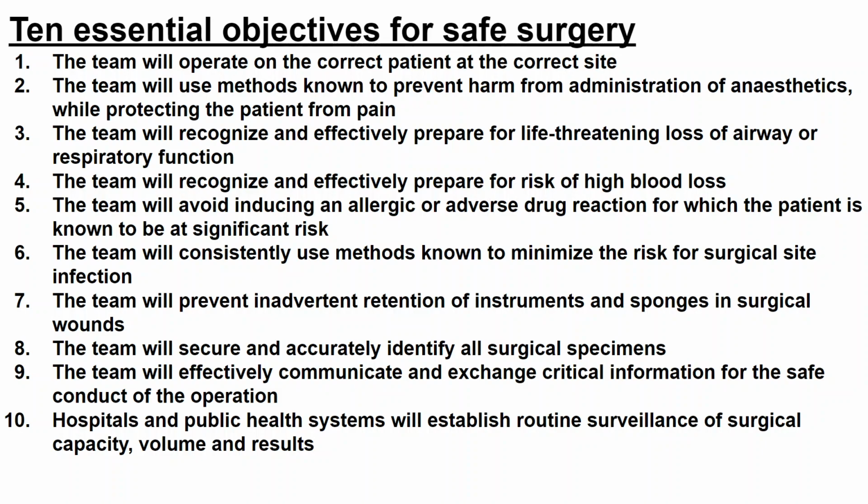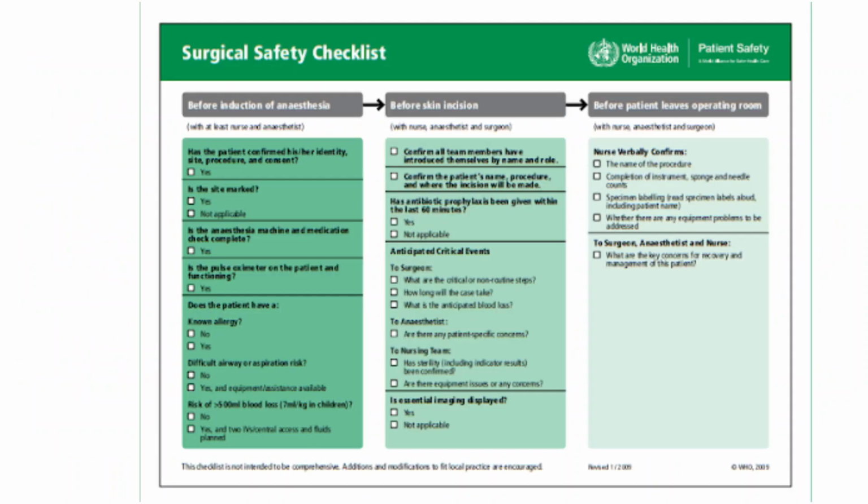The team will prevent inadvertent retention of instruments and sponges in surgical wounds. The team will secure and accurately identify all surgical specimens. The team will effectively communicate and exchange critical information for the safe conduct of the operation. Hospitals and public health systems will establish routine surveillance of surgical capacity, volume, and results. These 10 objectives of safe surgery are simply whatever we have discussed. It may be presented in a different manner, but because it is a contemporary idea and a program of WHO, every practicing surgeon should be aware of these issues.